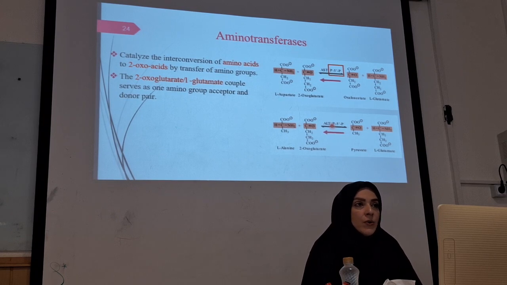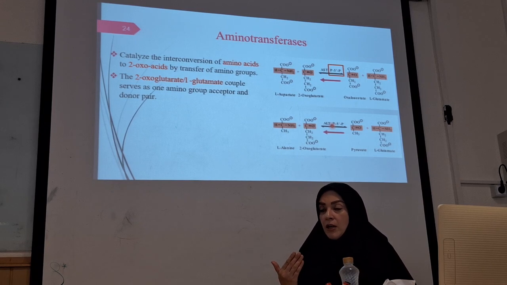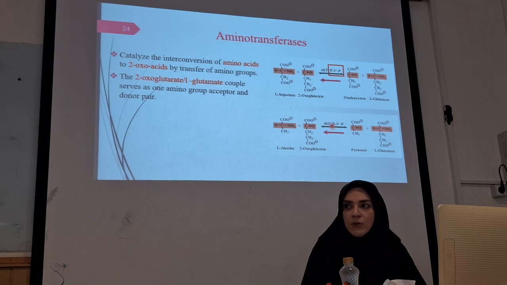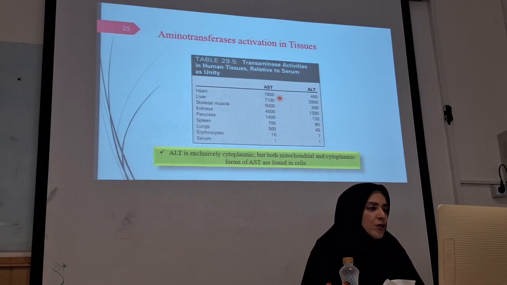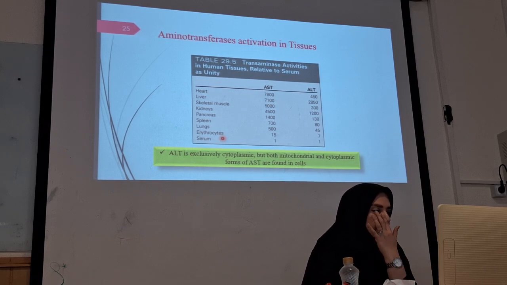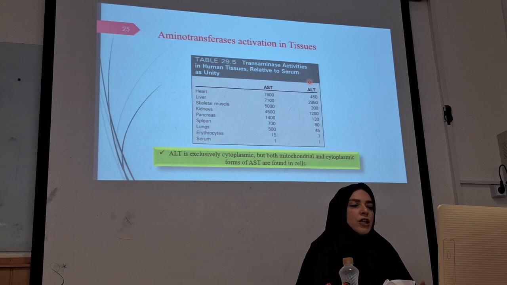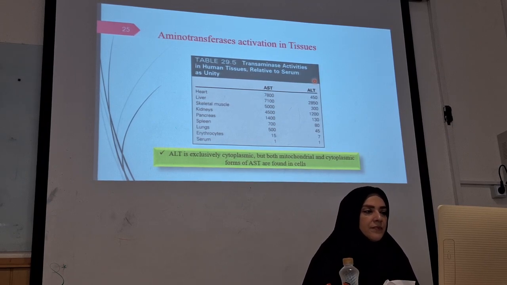So if I ask you which vitamin is important and vital for the function of the aminotransferase, pyridoxal phosphate or vitamin B6 is important. And it has a tissue distribution. If we compare the tissue distribution according to this table, please tell me in which organ we have the highest concentration of alanine aminotransferase or ALT? The heart. The heart and liver.